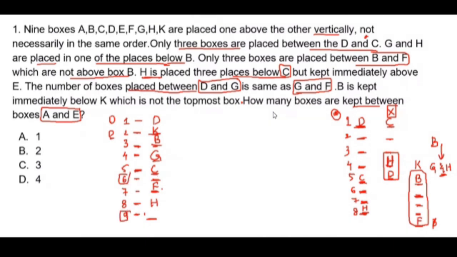It's asking about A and E. Now, yes, this can be A, this can be E, or else this can be E, this can be A. But how many members are there in between both of them? F as well as H. We have two members in between A as well as E.